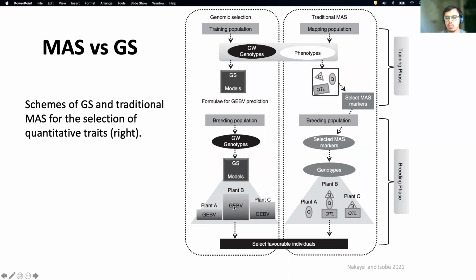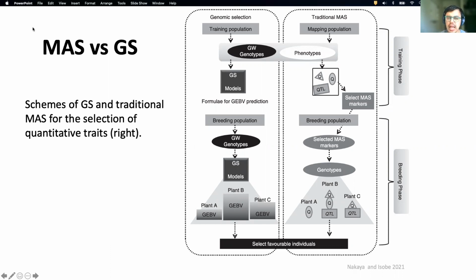But again, we are not interested in identifying the genomic regions. And the reason, again, is that in quantitative traits, there are just a lot of regions that have association with the phenotype, and it's not possible to identify all those regions.